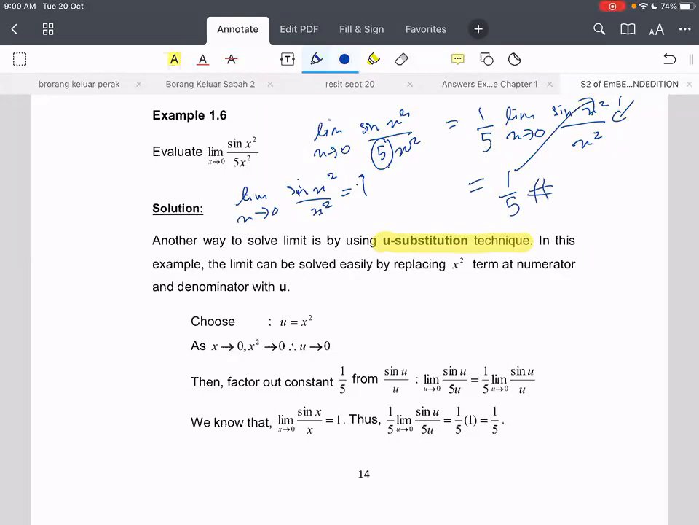Now, as for using the use substitution technique, here you need to define, u is equal to what? Here we define u equals x squared. Our variable that we want to substitute is x squared. So when you change this, the real question, the original one, becomes the limit as x approaches 0 of sine u over u. Do you think you can solve this one?